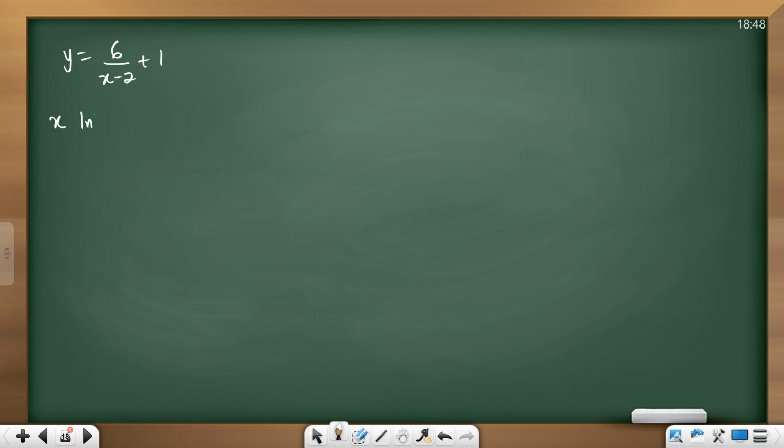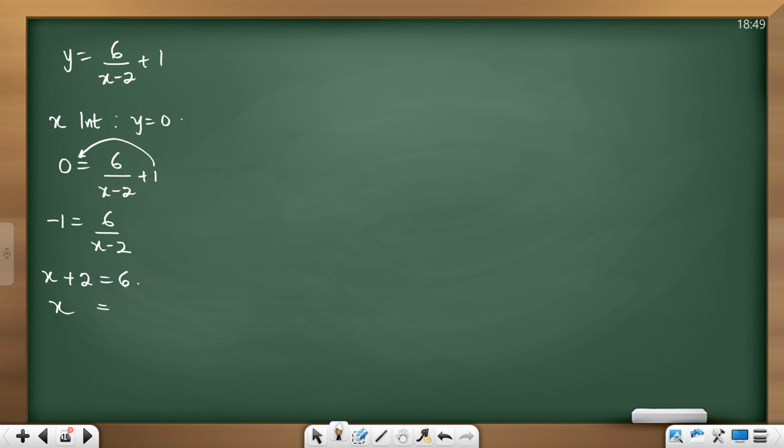Let's do it together. What will be our x-intercept? Y should be equal to what? 0. So 0 is 6 over x minus 2 plus 1. We move that there. It becomes what? Negative 1 over 6. We cross multiply. Now what do you have? X plus 2 equals to 6. Negative x plus 2 equals, thank you. So that would be what? Negative what? 4. Make sense?